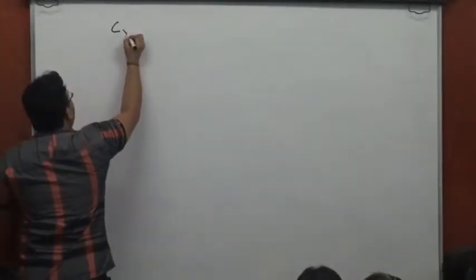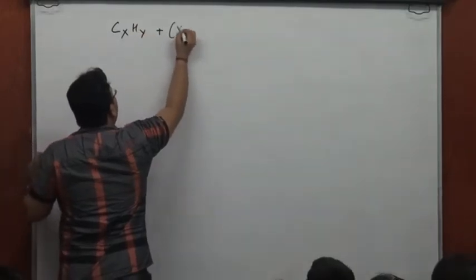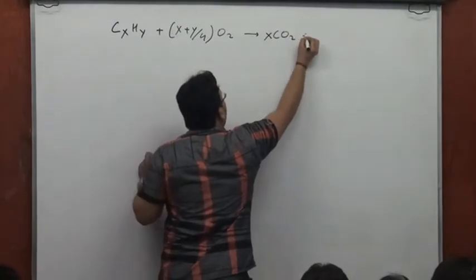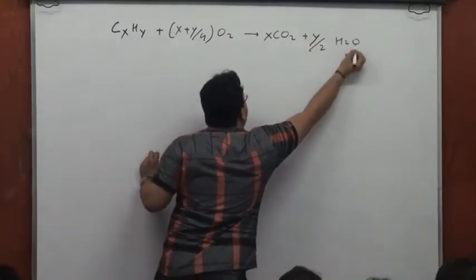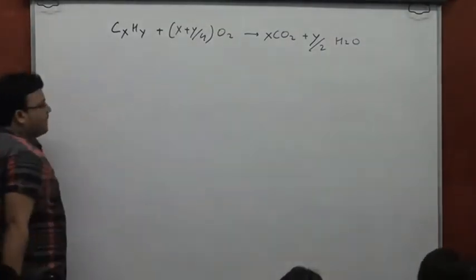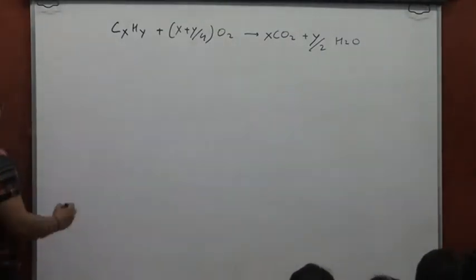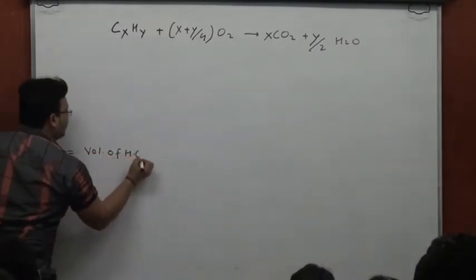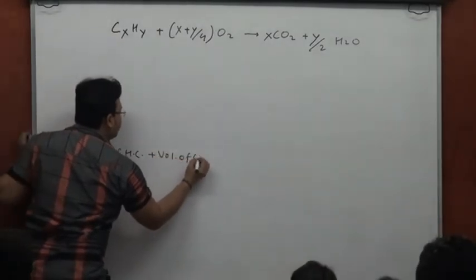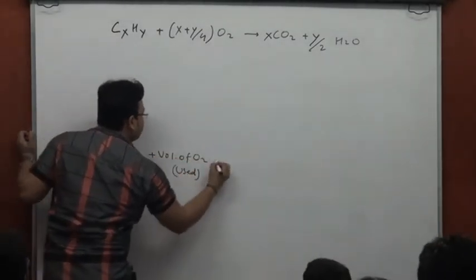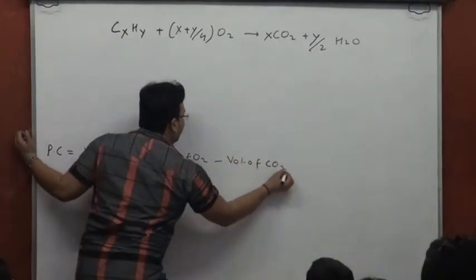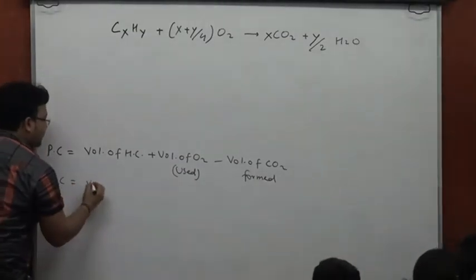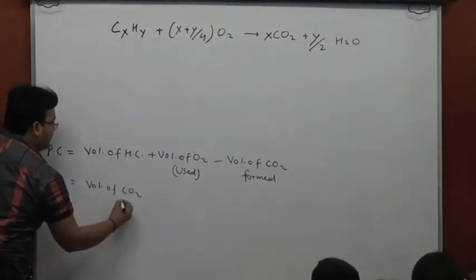First of all, this is the general equation: CxHy plus (x plus y/4) O2 forming x CO2 plus y/2 water. We'll also recall that primary contraction is the volume of hydrocarbon plus volume of oxygen used minus volume of carbon dioxide formed, whereas secondary contraction is the volume of carbon dioxide formed.